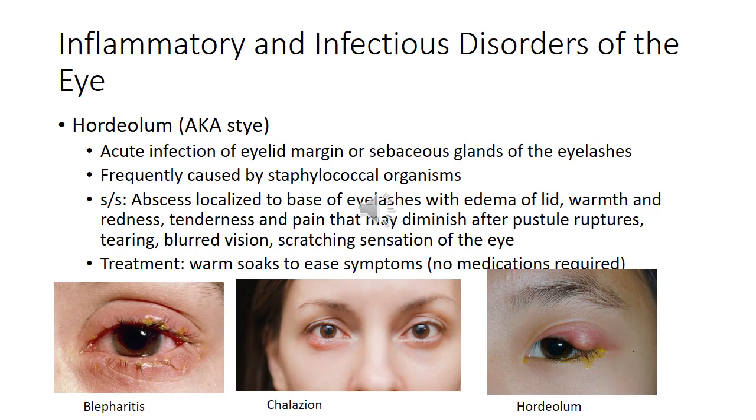A sty is an acute infection of the eyelid margin or the sebaceous gland of the eyelashes. Frequently it's caused by a staph organism. Signs and symptoms include abscess, localized to the base of the eyelashes with edema of the lid, warmth and redness, tenderness and pain that may diminish after the pustule ruptures. You may have tearing, blurred vision, scratching sensation of the eye. Treatment is warm soaks to ease the symptoms. No medications are required.